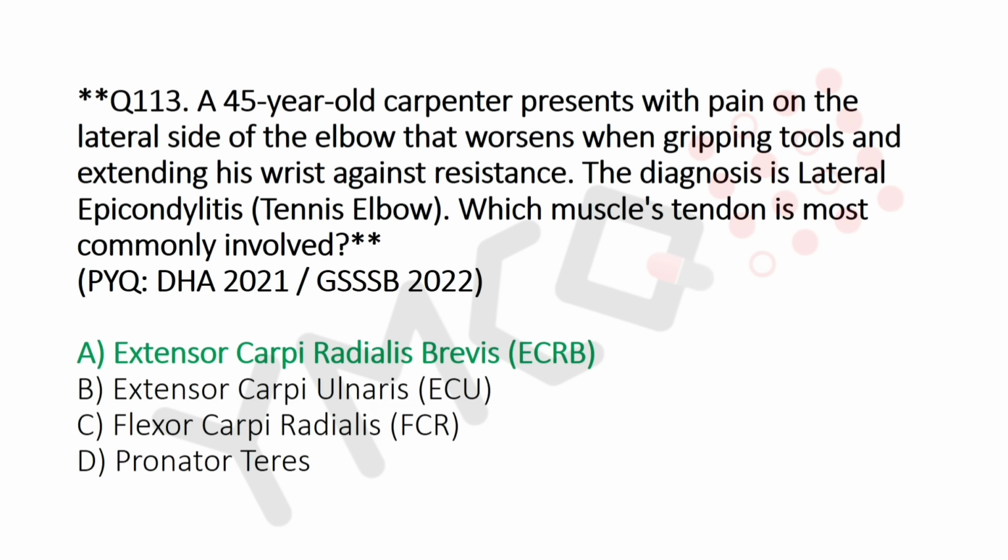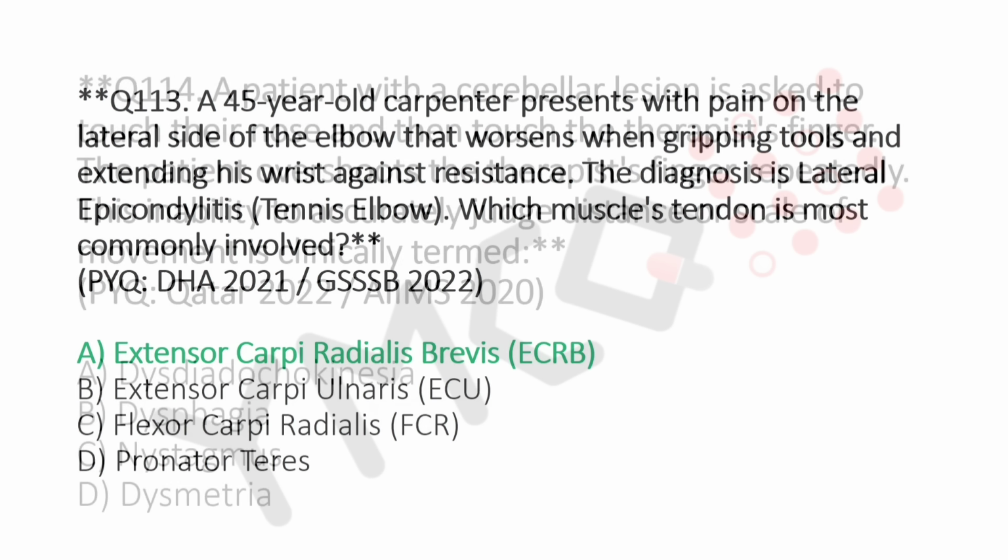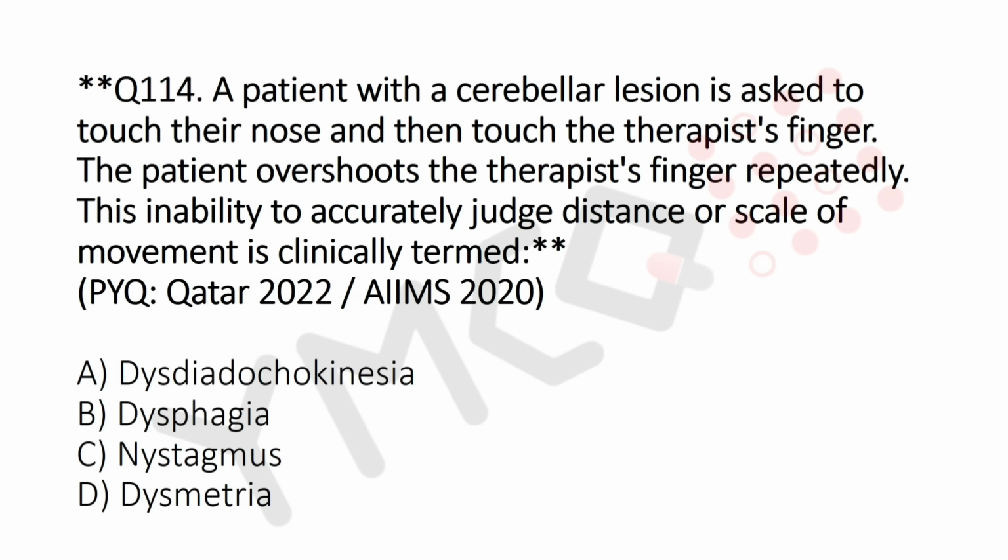Okay. Now let's move to question number 114. A patient with a cerebellar lesion is asked to touch their nose and then touch the therapist's finger. The patient overshoots the therapist's finger repeatedly. This inability to accurately judge the distance or scale of movement is clinically termed: Option A, dysdiadochokinesia. Option B, dysphagia. Option C, nystagmus. Option D, dysmetria.